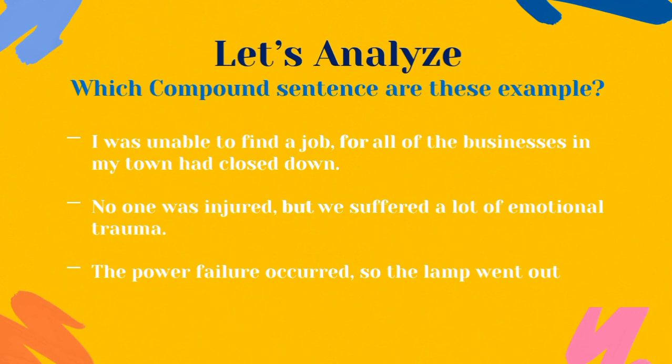So the next sentence is: the power failure occurred, so the lamp went out. From the coordinated conjunction itself, we can consider the sentence an elative sentence because the coordinated conjunction uses the conjunction so. And the second clause shows the impact of the first clause. So the second clause tries to draw an inference from the first clause. So this sentence is considered an elative sentence.